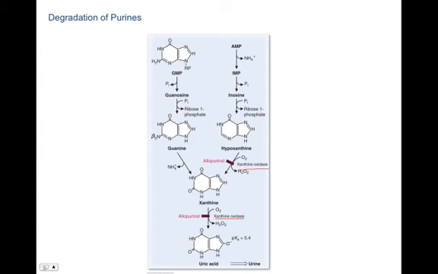Remember, guanine can be recycled back to GMP, and hypoxanthine can be recycled back to IMP via the enzyme HGPRT. This is important. Loss of HGPRT and loss of recycling ability can lead to the overproduction of xanthine and the overproduction of uric acid and lead to a pathological condition of gout.